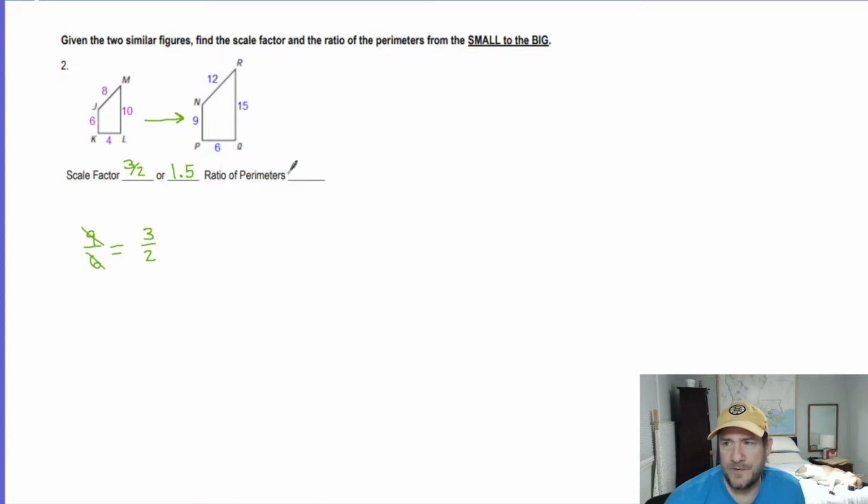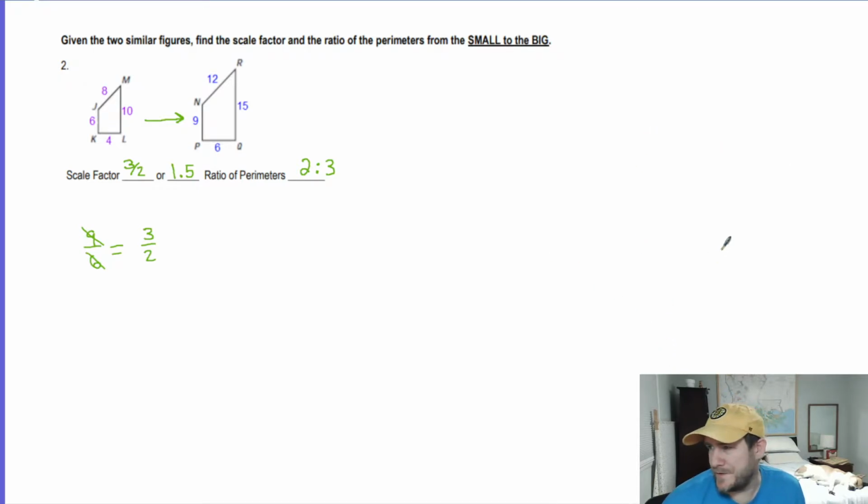Now the ratio of perimeters is going to be the same ratio. If the ratio of the sides is 3 to 2, well, the perimeters are based on the lengths of the sides, so the ratio of the perimeters will be the same as the ratio of the sides. I guess you could give it as 3 over 2 again, but I'm going to give it with that colon notation that we did before. So the ratio from small to big is 2 colon 3. So there you go. That's it.